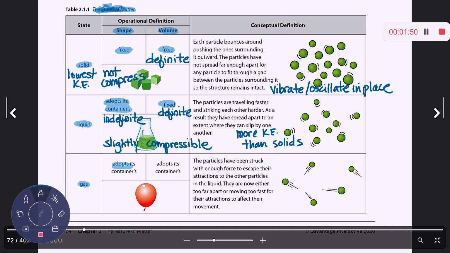In terms of gases, gases take on the shape and the volume of their container. So that means they have both indefinite shape and indefinite volume, okay? They will have the highest kinetic energy of the three states of matter because the particles can randomly move and collide with each other, okay? Let's go to the next page.